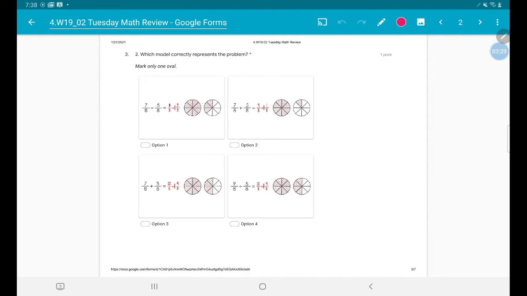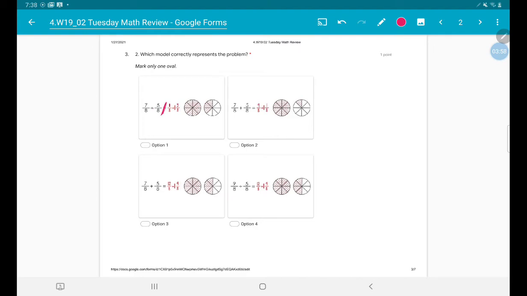Okay. Next, we're looking for the model that correctly represents the problem. So on the first one, we have 7/8 plus 5/8. My denominators are the same. I'm adding 1/8 size pieces, so I'm ready to add. 7 plus 5 equals 12/8. 7/8 plus 5/8 is equal to 12/8, not 11/8.